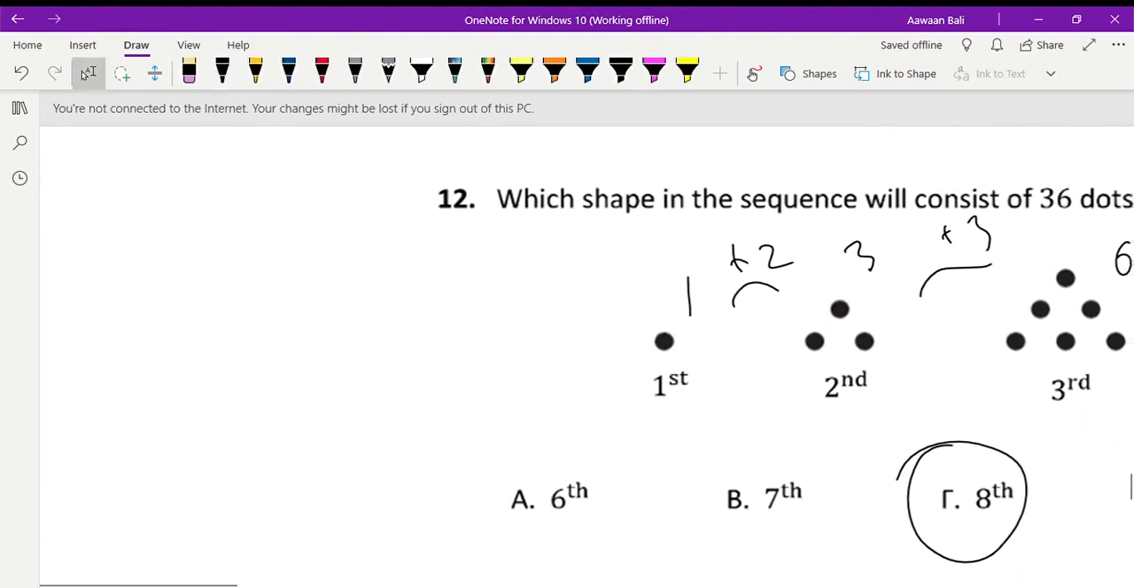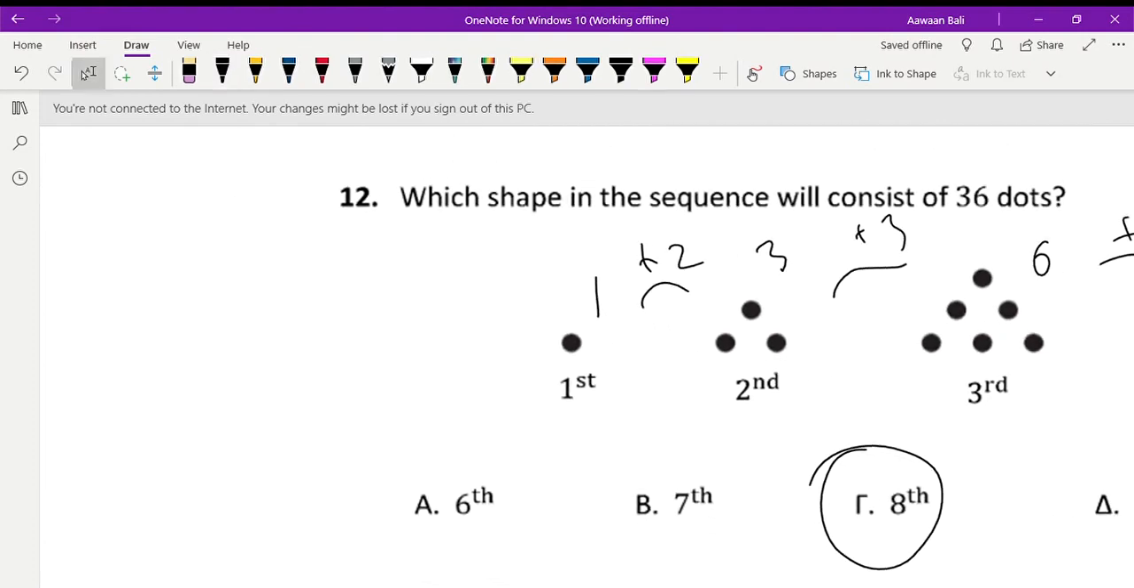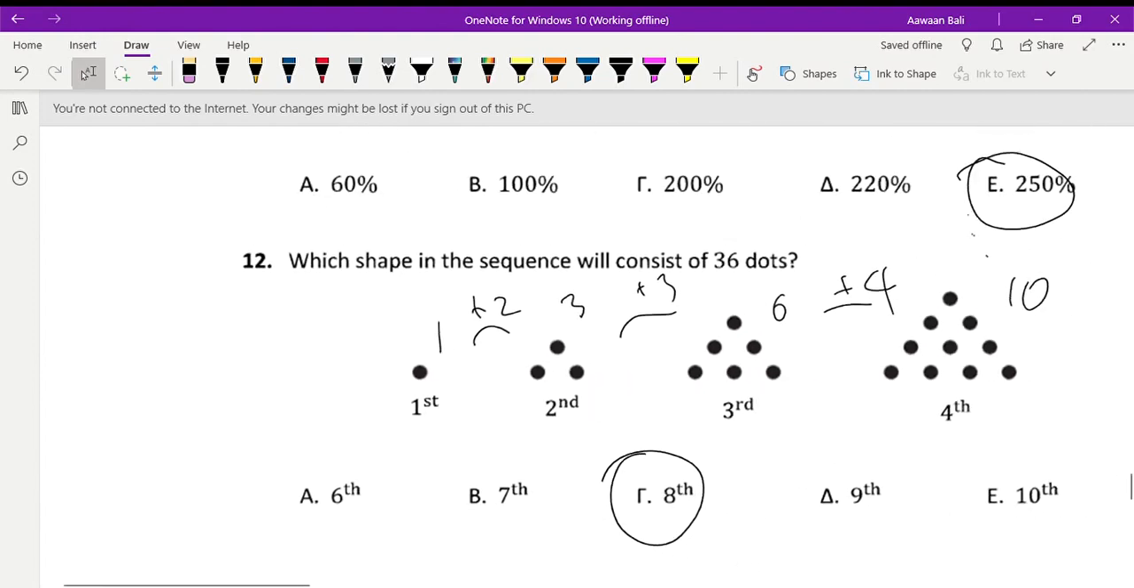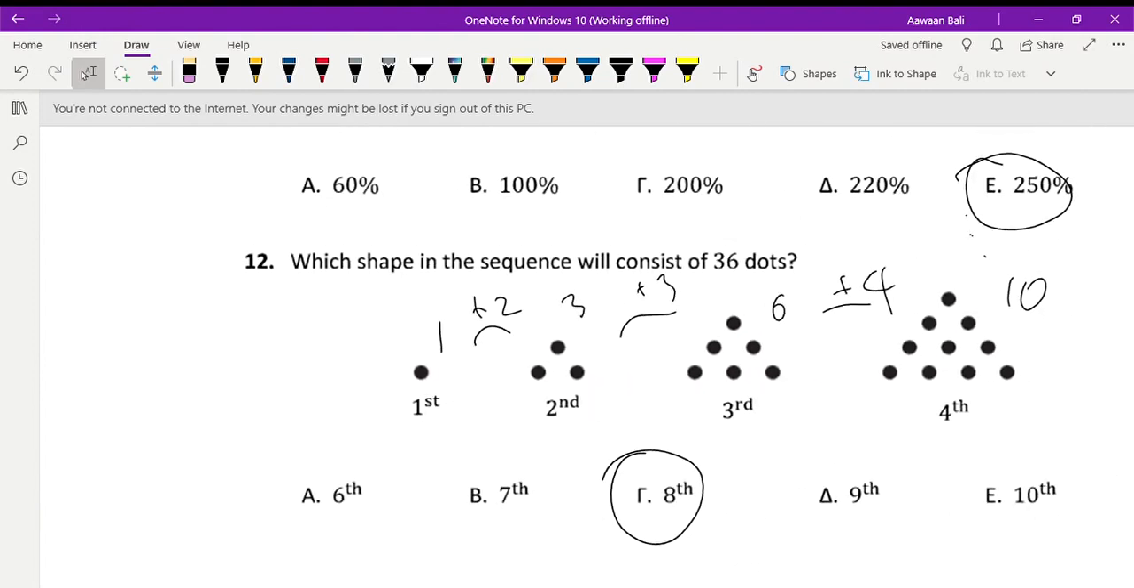But before we do that, we have to check the possible values for the equation, because it's not like the next one. We have to find an equation to find out which one has 36 dots. Then we substitute the 36 as the answer to the equation, the sum, and then we can find the number. And remember, x is the position of the pattern.